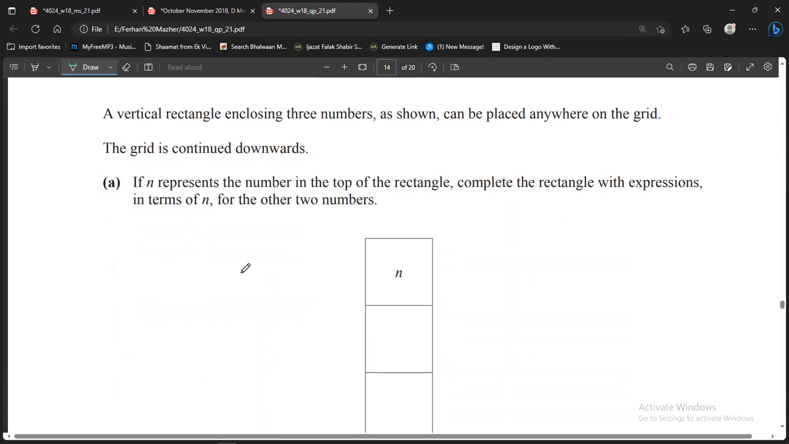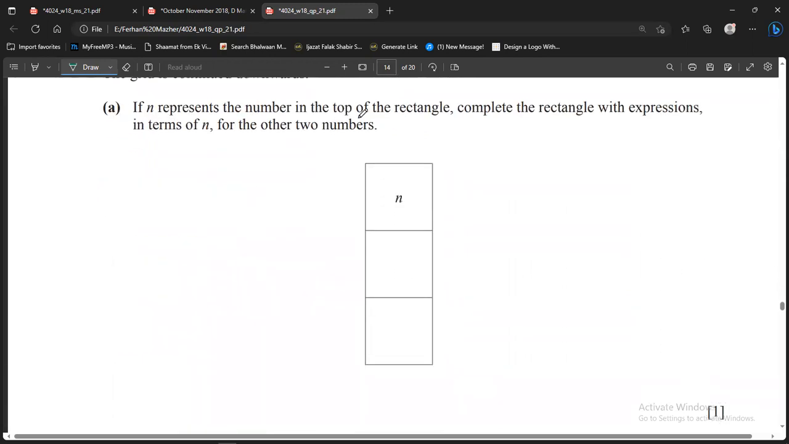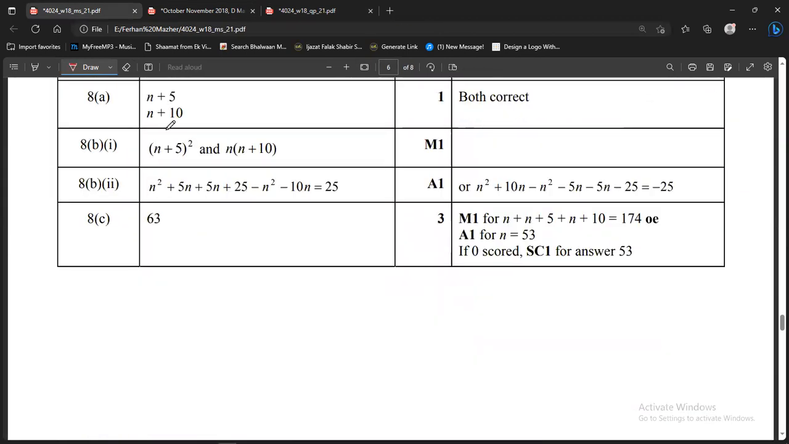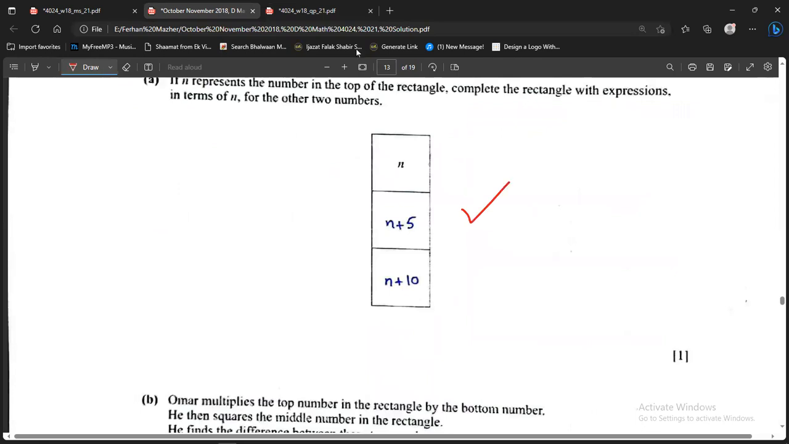Okay, so he says, if n represents the number at the top of the rectangle, complete the rectangle with expressions in terms of n for the other 2 numbers. So it will be n plus 5, and this number will be n plus, further adding 5, so it will become 10. So you add a further 5, you get n plus 10. Okay, so let me show you the solution. So this is the solution. I hope you understand. So you will have n plus 5 and n plus 10. So this is right.